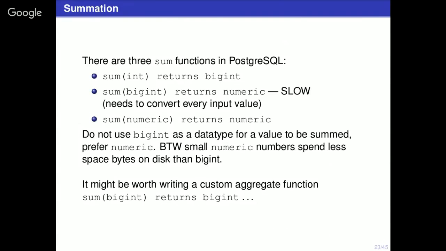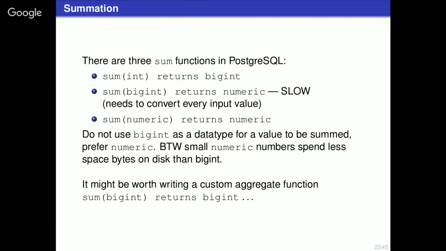The next section is how to summate properly. PostgreSQL has three types for integer values: int, bigint, and numeric. And it's interesting that there are 3 sum functions for them, and the return type is not the same as the input type. It seems to me it's done for avoiding overflow.